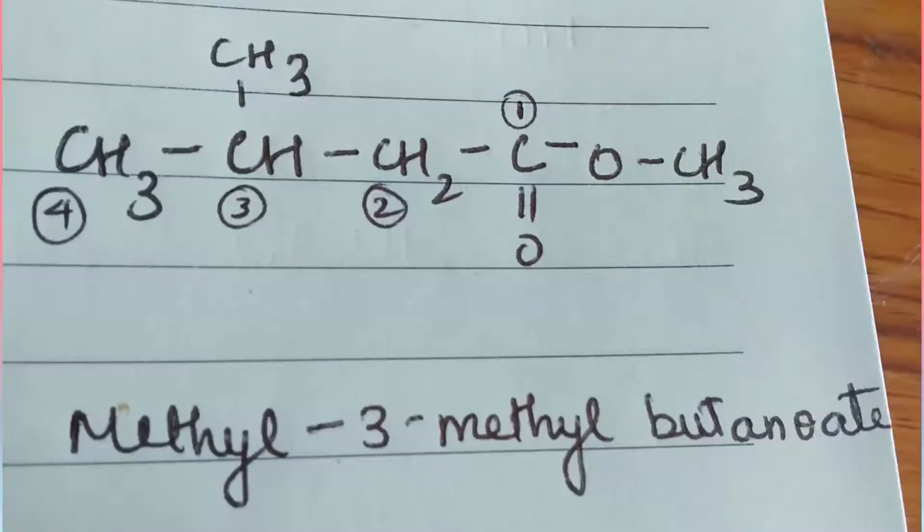Now methyl for the first alkyl part, and then comes 3-methyl because there is the substituent methyl present on the third carbon, and then there are 4 carbon atoms present in the double bond oxygen attached carbon group, so it is butanoate. So the name of this compound is methyl 3-methyl butanoate. I'll explain with a much simpler example so you guys can understand it.